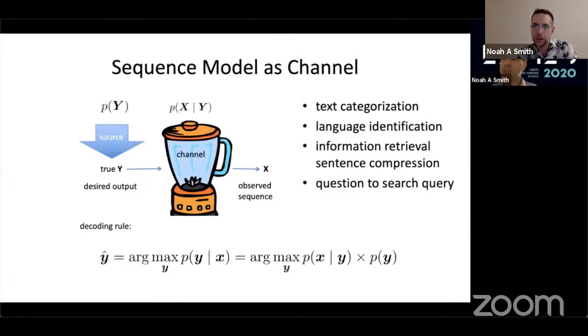Sequence models can also be channels, and there are many examples for things like text categorization, language identification, which is a kind of text classification, information retrieval, sequence compression, transforming questions to search queries. In these cases, usually Y is something lower dimensional, and the idea is your channel model is a conditional language model that generates text or words, often a bag of words in the information retrieval case, conditioned on that label or whatever the other desired output is, which we again call random variable Y.